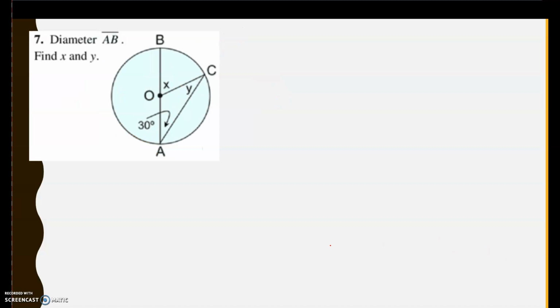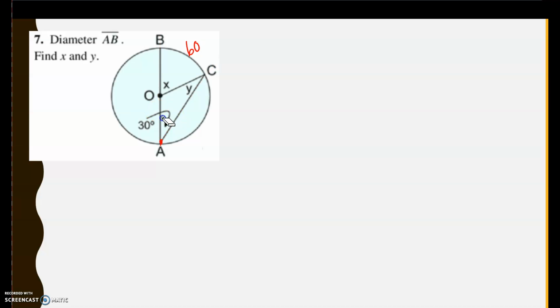Number 7, the value of x and y. Again, they're telling us that AB is our diameter. Well, I know that my angle BAC, this 30 degree angle, is an inscribed angle, and it opens up to give me this arc right here. Because it's inscribed, I know that my arc is going to be double what that angle is. So the measure of arc BC is going to be 60 degrees.